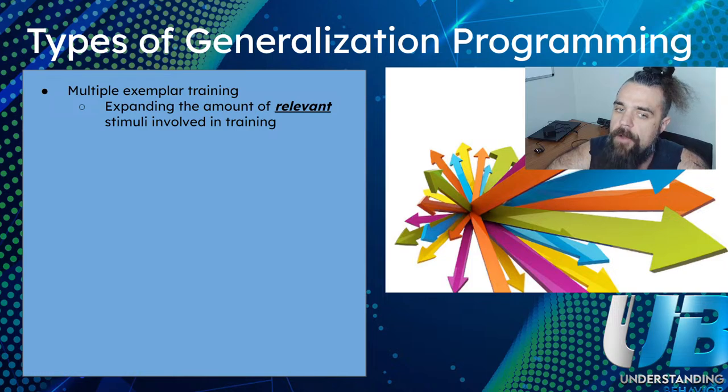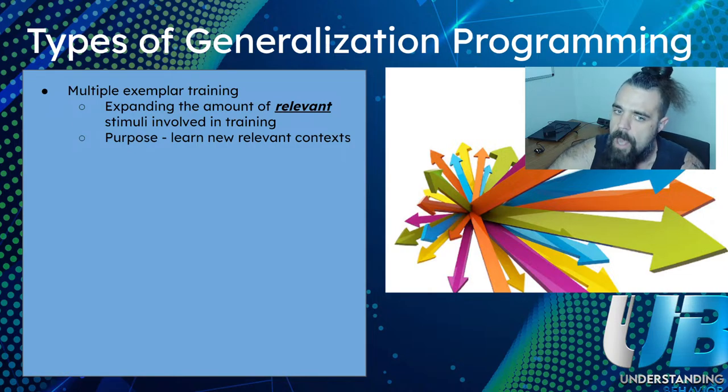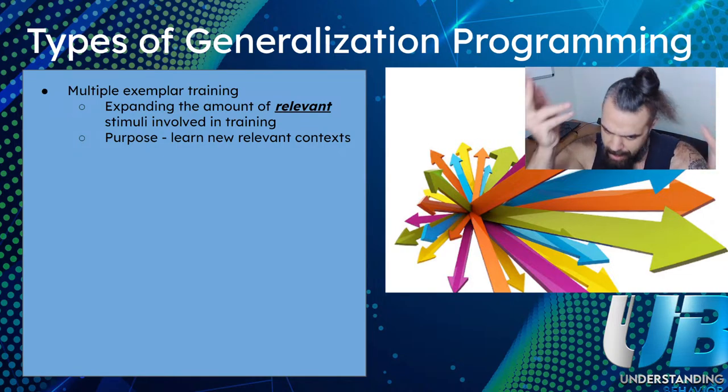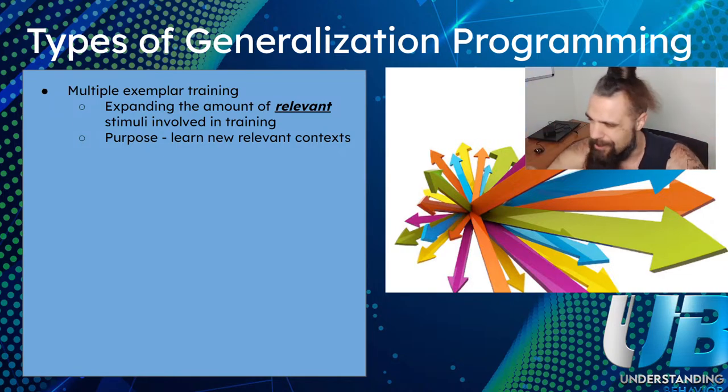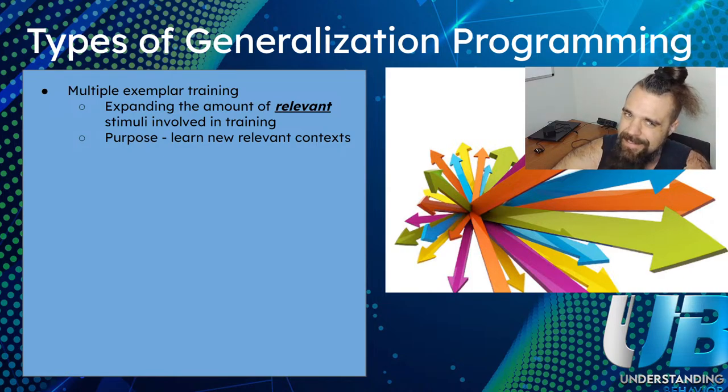This is expanding the amount of relevant stimuli involved in training. So, for example, if you're teaching what a person is, you might show them examples of children, women, adults, non-binary people. So lots of different examples that all meet that concept of human. The purpose of this is to learn new relevant context. So it's like, oh, is that person appropriately labeled as a human? Yep, but that's a dog there, that's not a human. So I guess that would be more like teaching negative examples. But again, the discrimination training goes hand in hand.